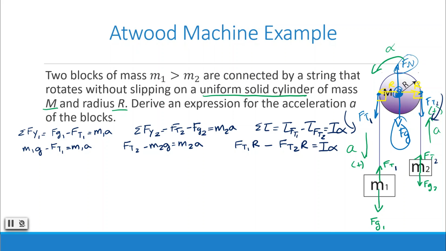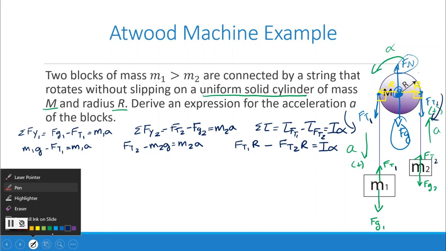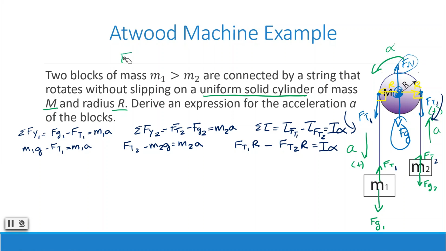So our goal is to find the linear acceleration of the blocks. Without the pulley, we only needed our 2 net force equations. But the problem here is we now have 3 unknowns. Our 3 unknowns are: we do not know Ft1, we do not know Ft2, and we do not know the linear acceleration in those 2 equations. So that's 3 unknowns in 2 equations. So we need at least a third equation.